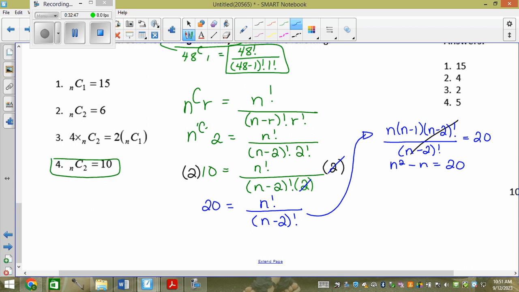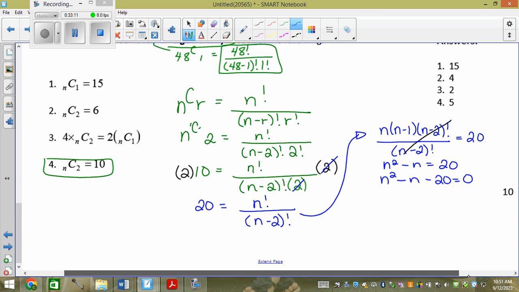What did I have to do in grade 11? What did your teacher teach you? When you have a quadratic, you always have to do what before you can solve it? Set it equal to 0. I know they embedded that in your soul. It's in there, just dig deep. So we subtract the 20 over, and we get n squared minus n minus 20 equals 0.